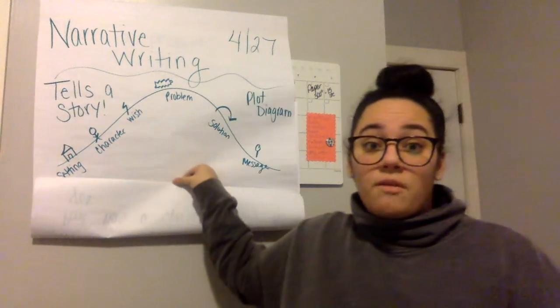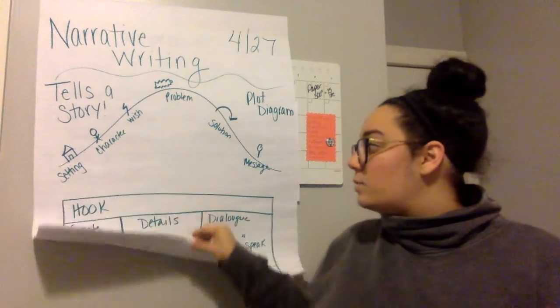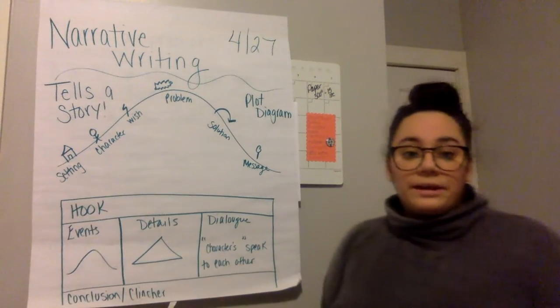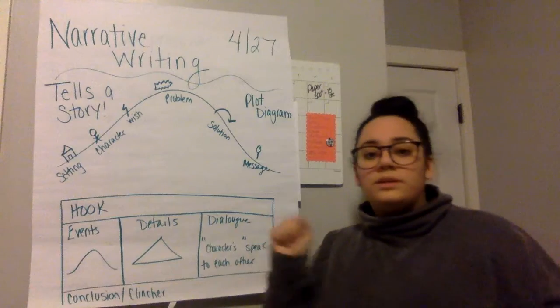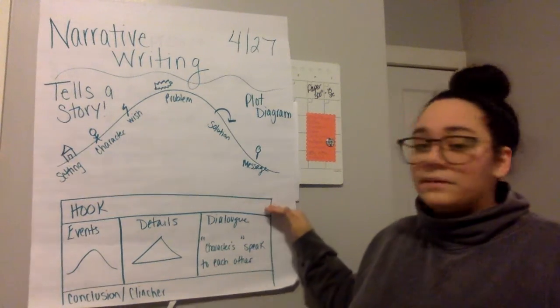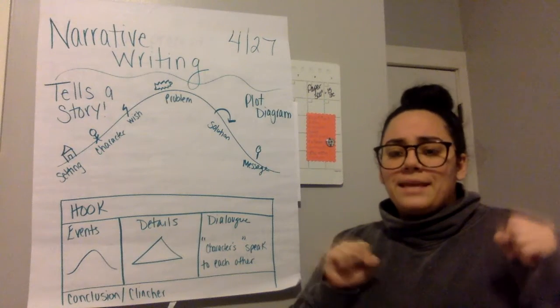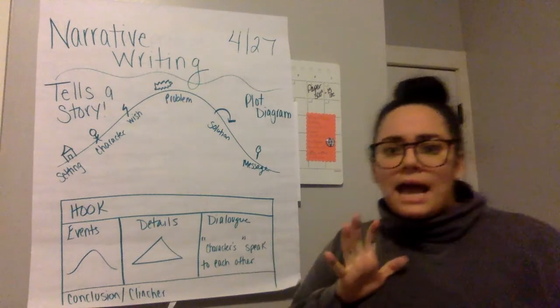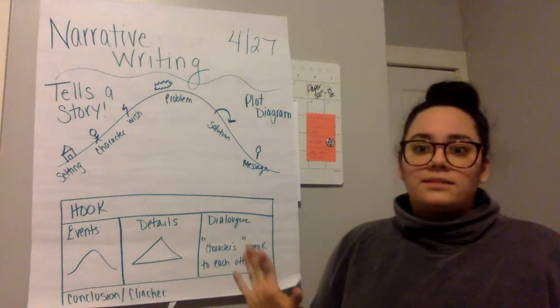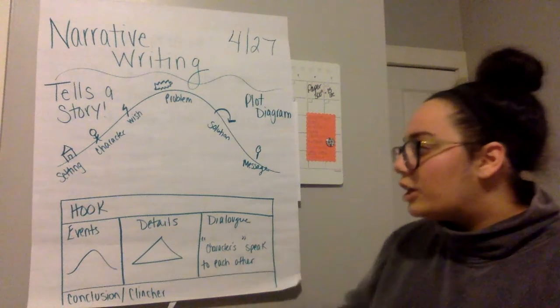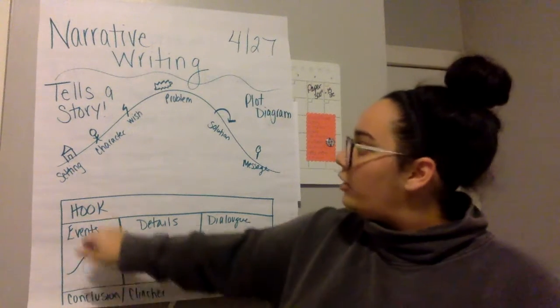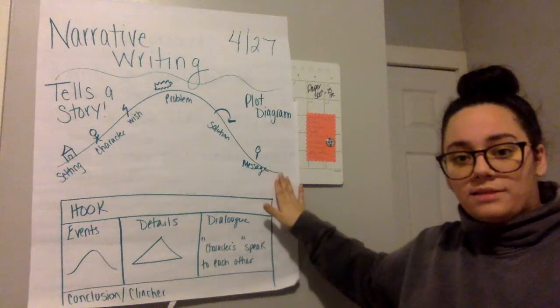Okay, so just a little reminder, how do we do these things? Well, this is how we do it, right? Hook. You want to grab your reader's attention. Maybe it's an action, maybe it's a dialogue, maybe it's a sound effect. And then you're going to get into your events, right? And all your events are right here. It's going to be in this plot diagram.